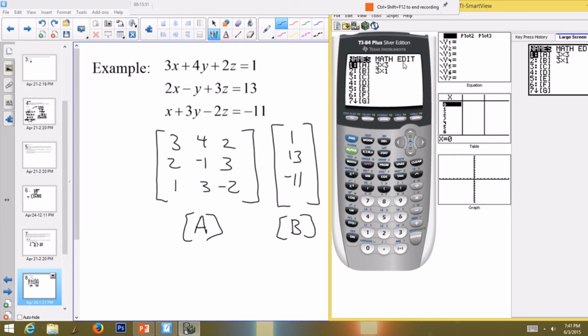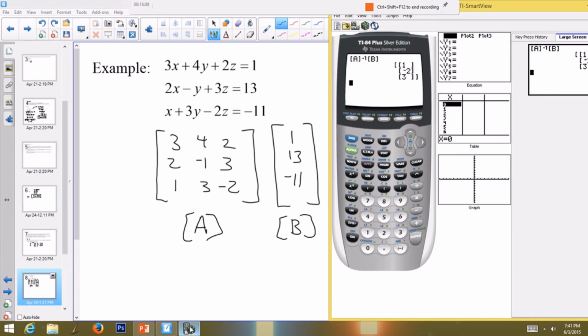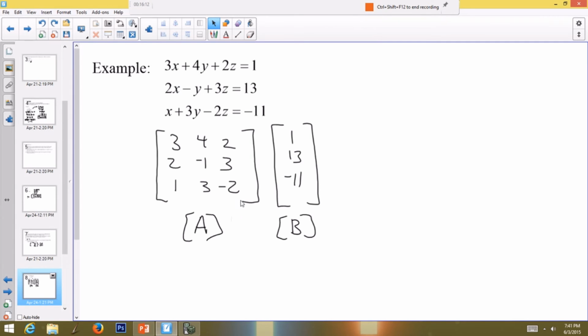This time, instead of editing, we're going to stay in names. Going to hit 1. Going to hit that inverse button, second matrix again, hit 2 for B, hit enter, and we can see that our result matrix is, in fact, 1, -2, 3. So A inverse B gives me 1, -2, 3.